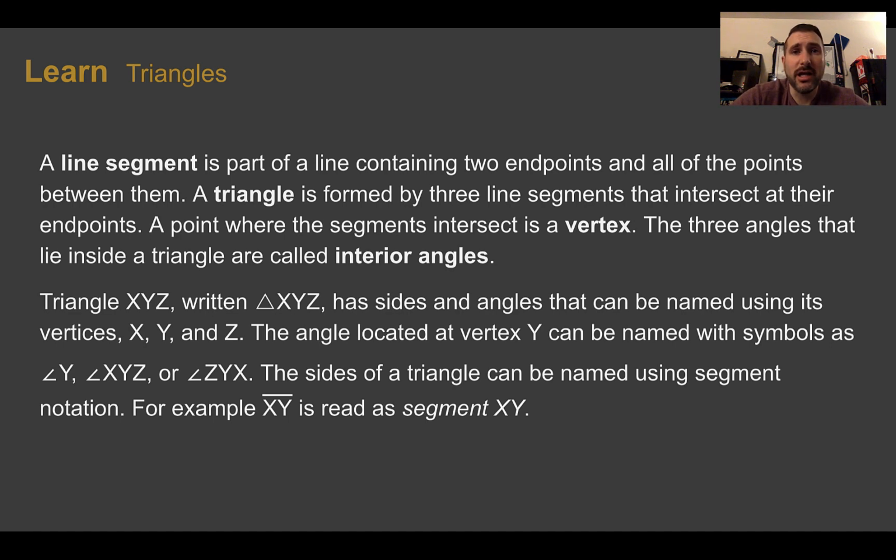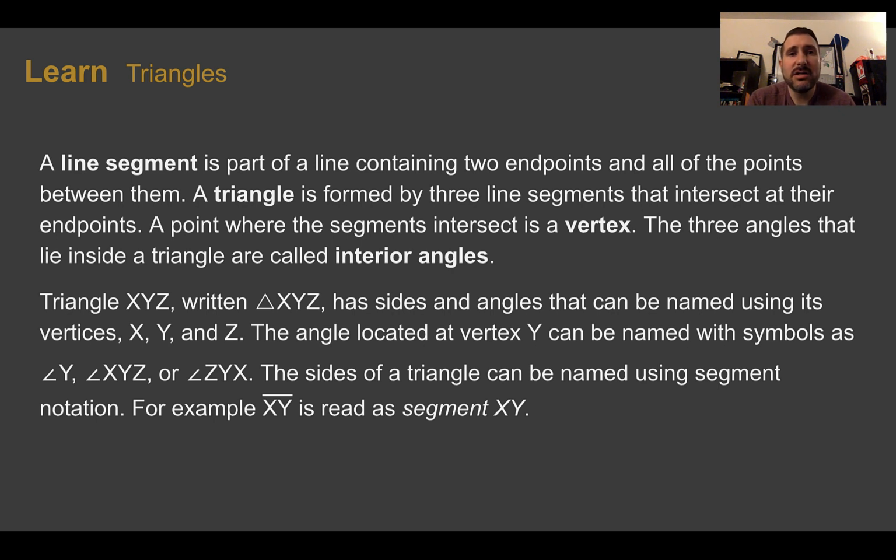Let's learn triangles. A line segment is part of a line containing two endpoints and all of the points between them. A triangle is formed by three line segments that intersect at their endpoints. A point where the segments intersect is a vertex. The three angles that lie inside a triangle are called interior angles.